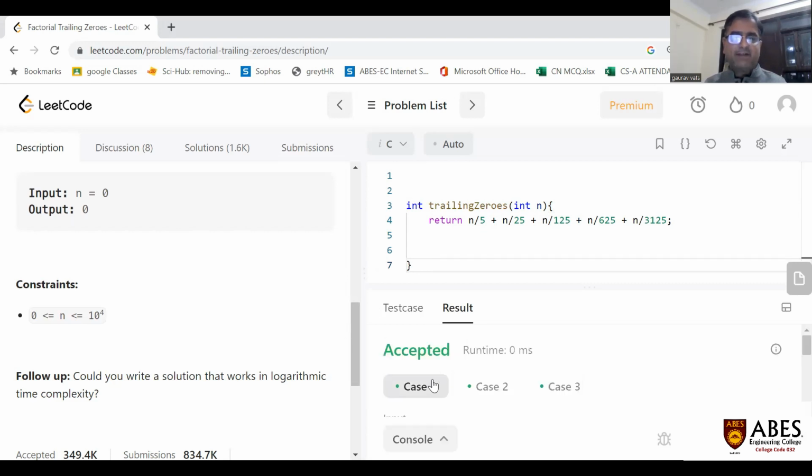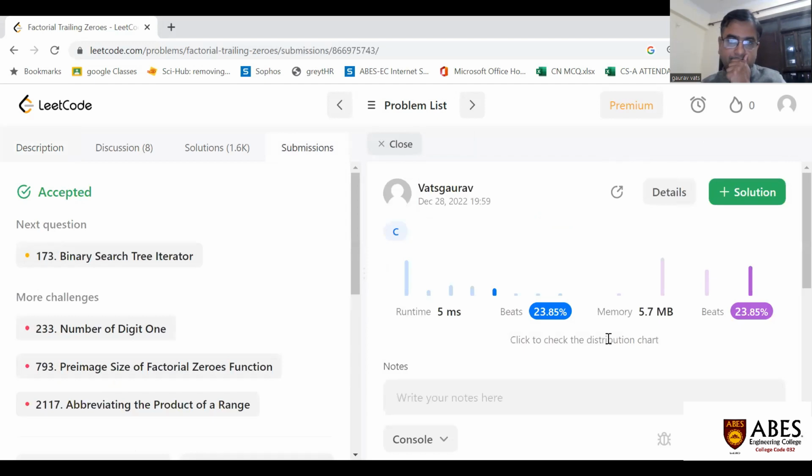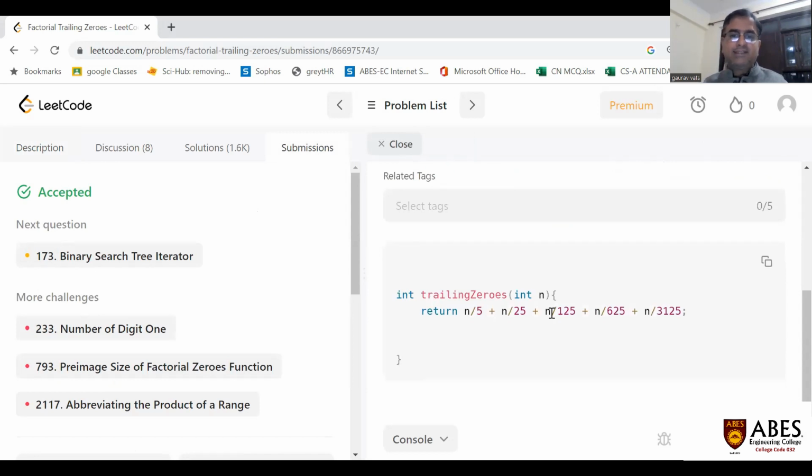My code is accepted for case 1. That means for case 1, my code is right. Let me submit my code and see whether it is right for the other test cases. Oh, it got accepted. So this is the right answer for the problem. This is a more mathematically solved problem. We have to calculate only the number of fives in that particular series, and that will give our required answer, the factorial trailing zeros.